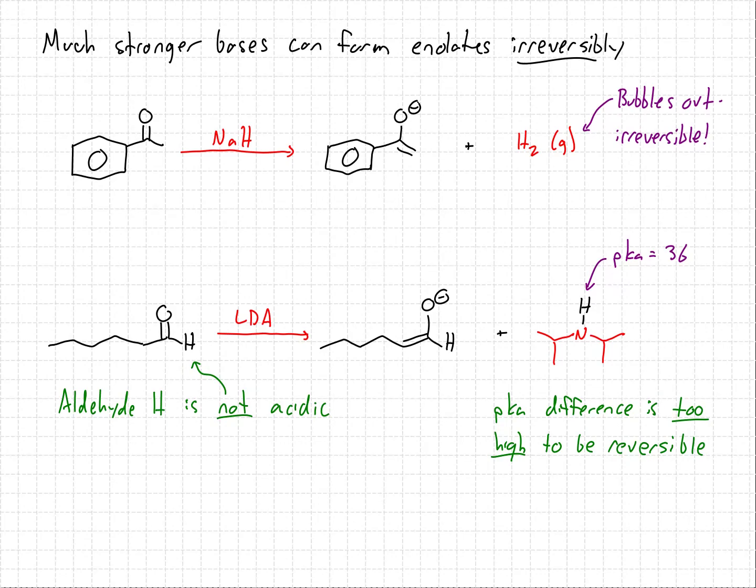Just as a reminder, equilibrium constants for these reactions can be estimated with 10 to the delta pKa between the acid and the conjugate acid. So in this case, there's about 20 pKa units separating our alpha proton and our diisopropylamine, meaning the equilibrium constant for this reaction should be on the order of about 10 to the 20. This is effectively irreversible.